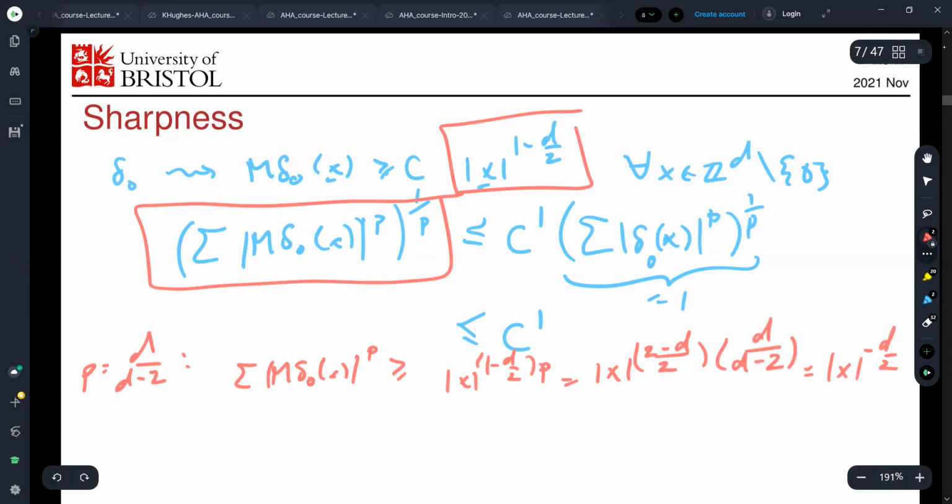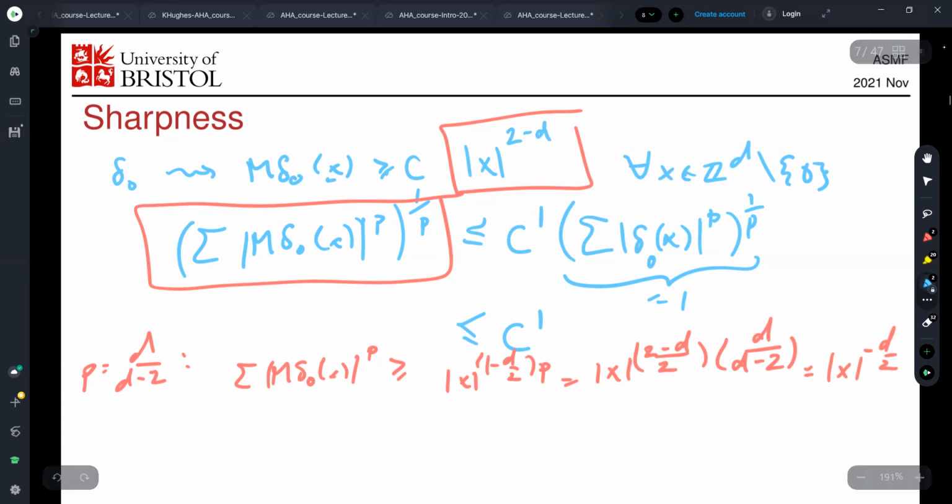Yes, the mistake was, this was lambda to the 1 minus d over 2, but lambda is the square root of lambda, which is the absolute value of x. So what I should have written here is actually |x| to the 2 minus d. And that means that we just have |x| to the minus d. And we know that that's not a summable sequence. That's infinity, right? Sorry, I should have summed this. Greater or equal to the sum, and the sum is infinity.